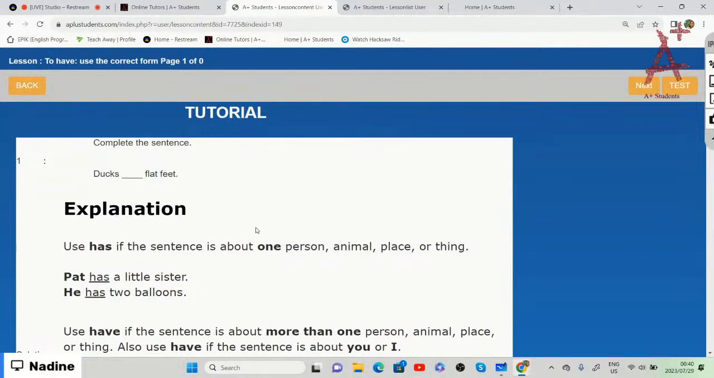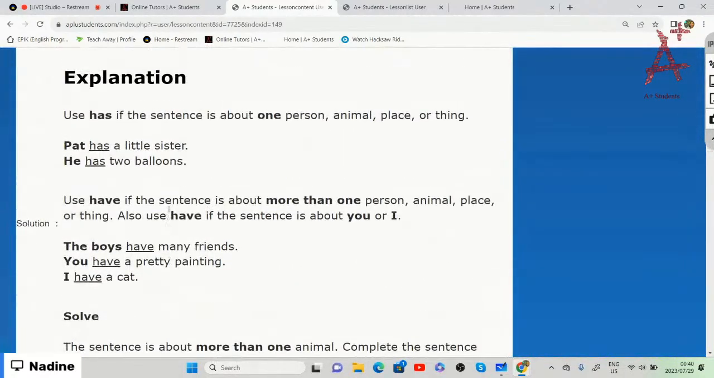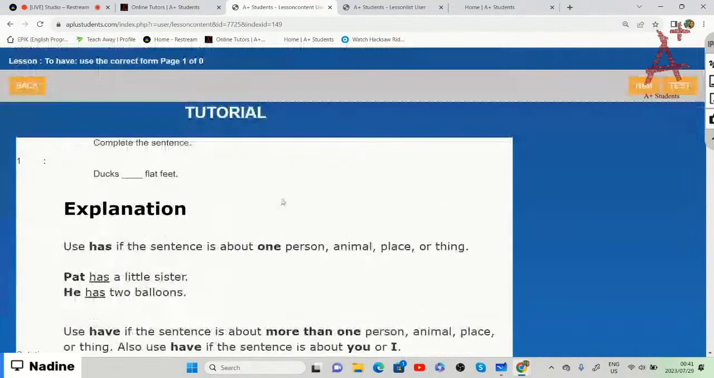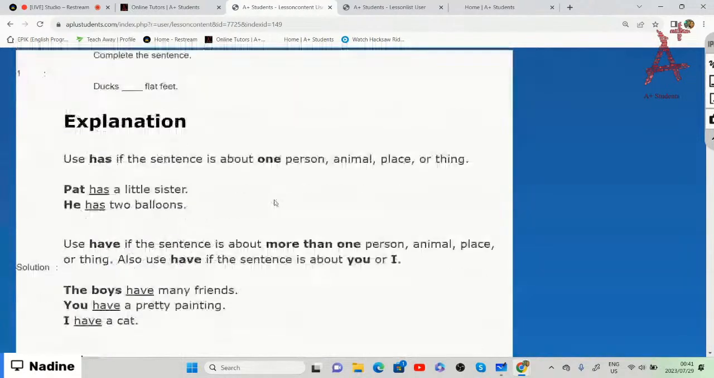Ducks, ducks, ducks. Is it "ducks is" or "ducks are"? Remember, if we say "a duck," it refers to one animal, but "ducks" is more than one. So now we're going to use words like have or has, right?